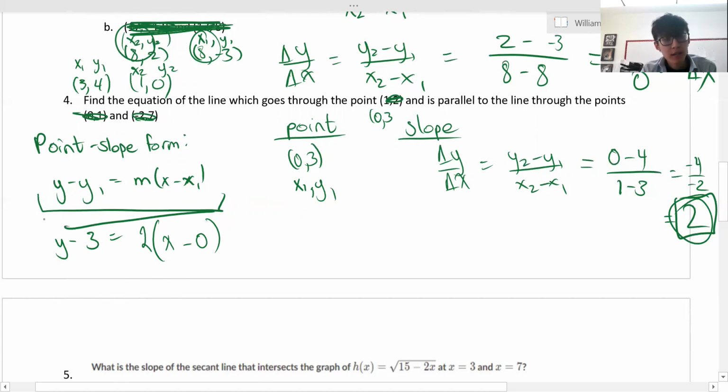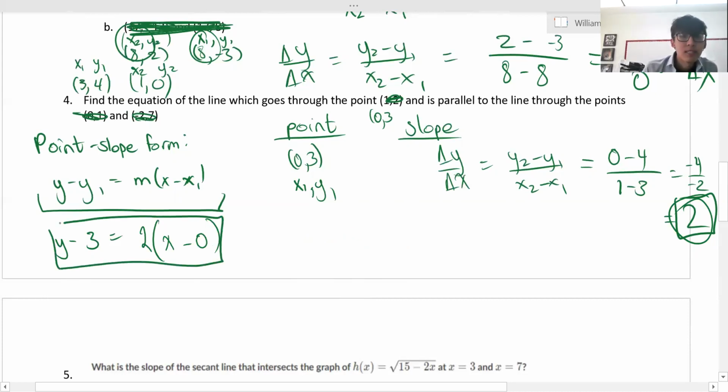If you want to simplify this, this would simply be, let's see, y is equal to 2x plus 3. That's in y equals mx plus b form, slope-intercept form. But anyway, this is a totally acceptable answer, and hopefully you saw the steps of how we got there.